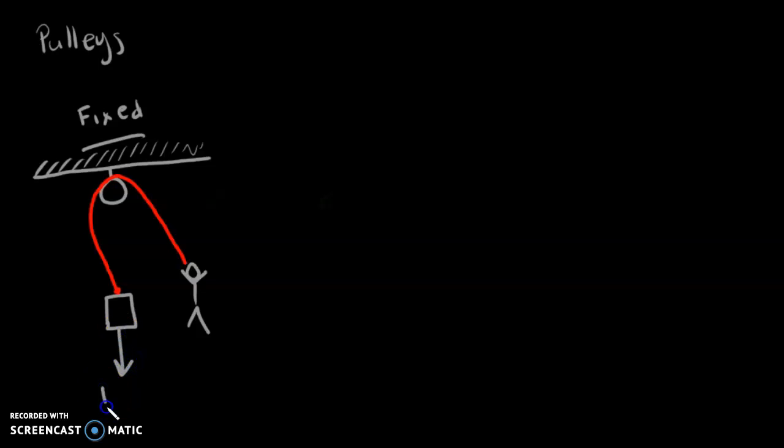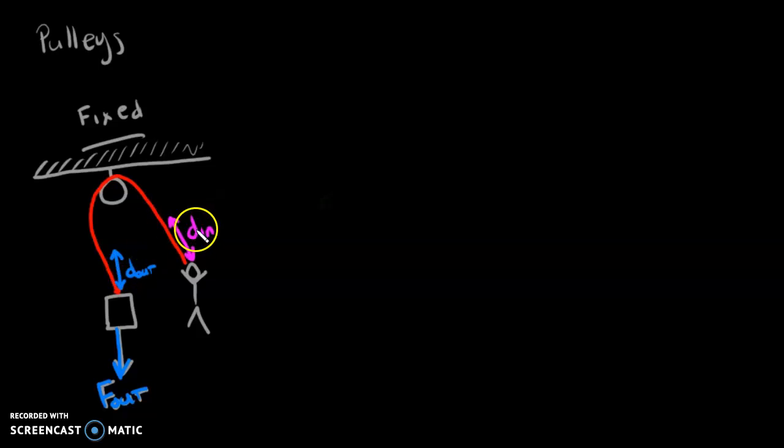Now, I'm going to have some output force. And I should do that in a different color here. Some output force. And the output distance is going to be however high I raise the box. Now, if I look at this rope, however far I pull this is going to be the same distance that this rope moves.